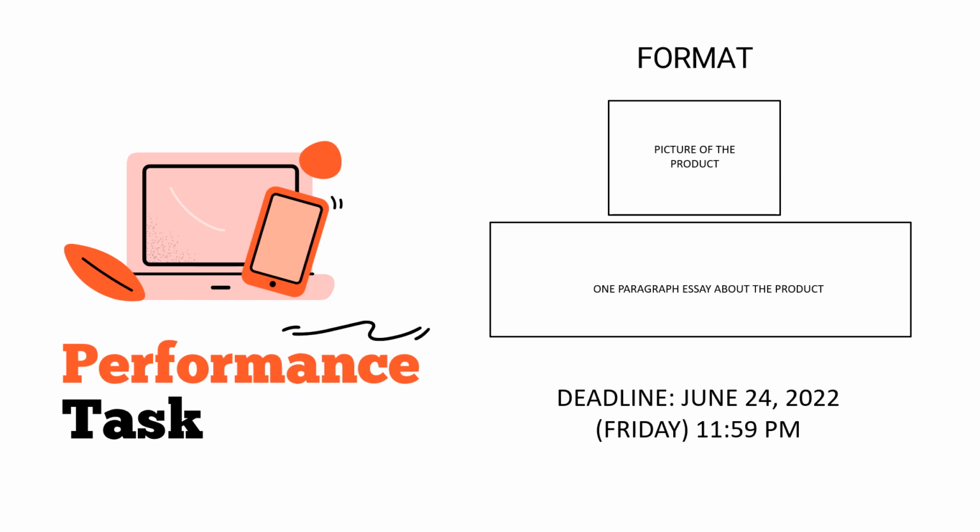And then after that, below it, you are going to put the one paragraph essay about the product. It's a persuasive essay about the product. So in your essay, I want you to make sure that it is justified, and please avoid contraction since you are going to be writing a formal essay or a formal persuasive essay. And those are usually the comments that I have given you in your previous narrative essay. So make sure that you apply those comments.